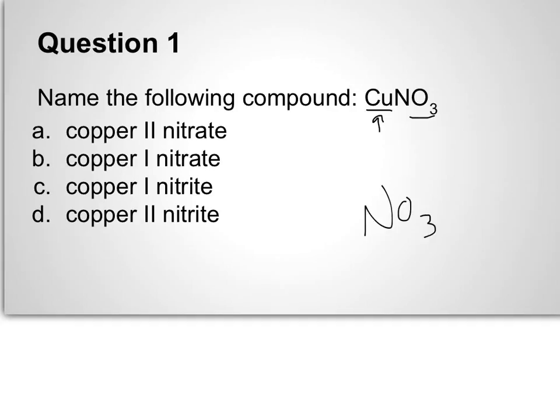NO3 is the polyatomic ion nitrate, and nitrate has a charge of -1, which means that copper must have a total charge of +1, and since there's only one copper, that copper is a +1 ion, which means that we need to find the one Roman numeral, so either B or C, and since this is NO3, it's nitrate, so that tells me that we're going to be using copper(I) nitrate as our name.